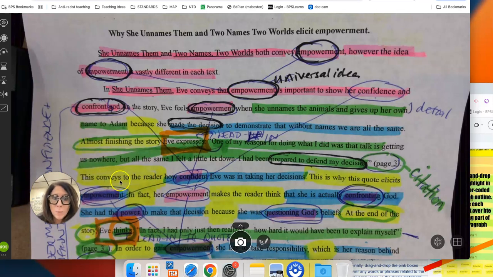I did that in yellow because you could take that and use it in any essay that you're writing. It is a sentence starter. So all of these in yellow, you could literally take it and write it in your essay.